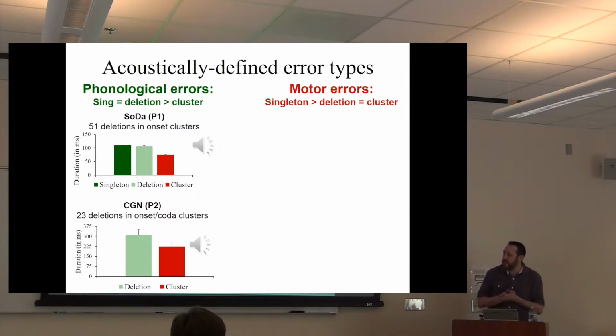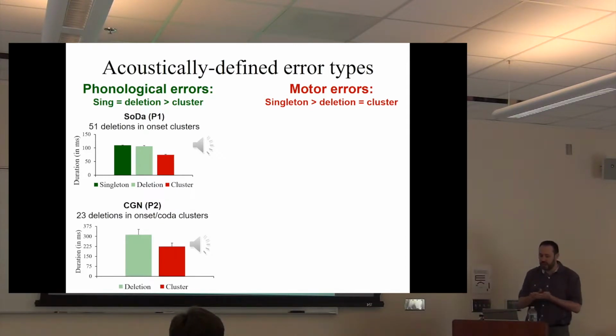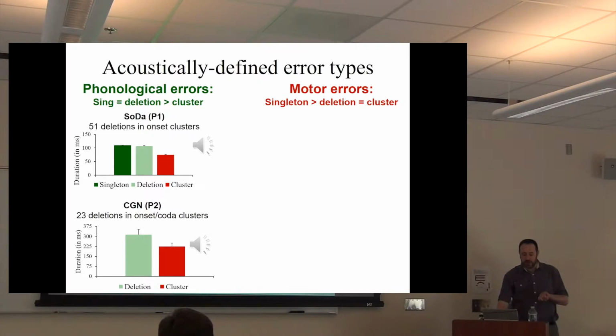A second individual made 23 of these deletion errors. We were unable to get him to come back and record all the singletons that we needed, but we can see again that there was this clear distinction between these. In the deletions, the remaining sound was long compared to in the singletons, and here's an error from him. Again, you can hear what sounds clearly like a singleton, but these are things that are being measured offline.